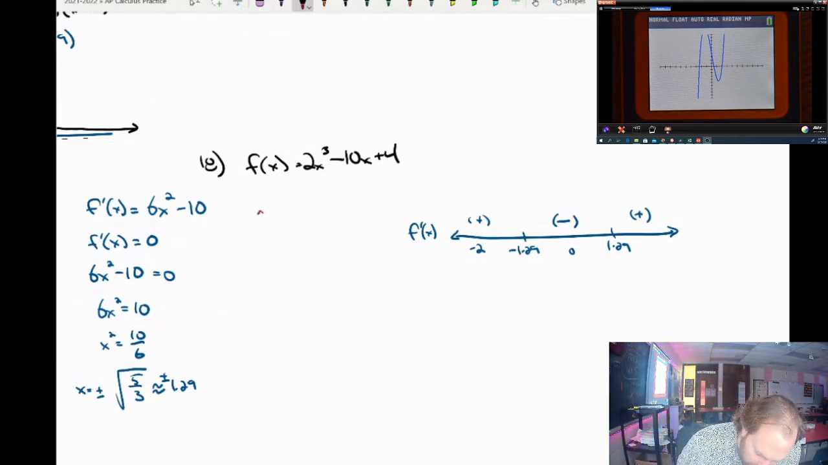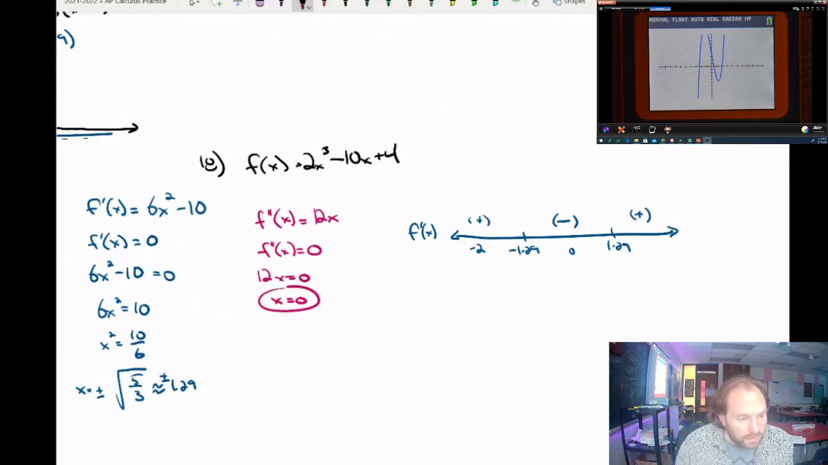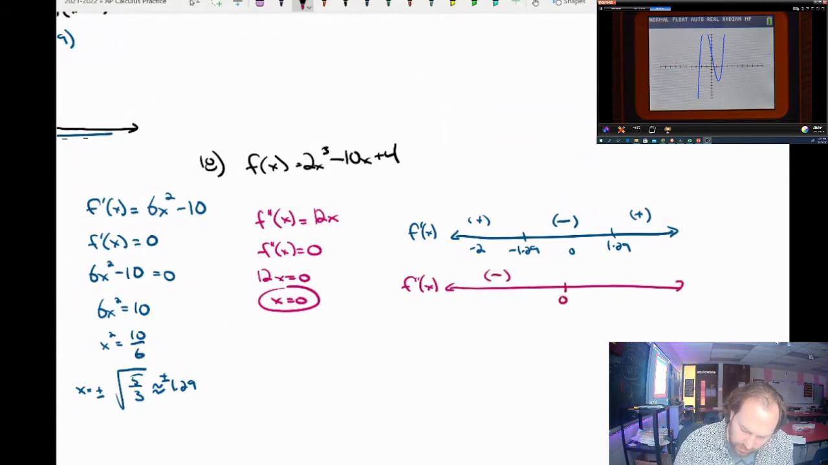Next, let's take a look at concavity by looking at f double prime of x, which in this case is going to be 12x. That's it. Simple. F double prime of x is equal to 0 when 12x equals 0, and that happens when x is 0. So f double prime is much simpler. Right there at 0, you have a switch from negative to positive, and everything is negative before that and positive after that. And that tells you the concavity.